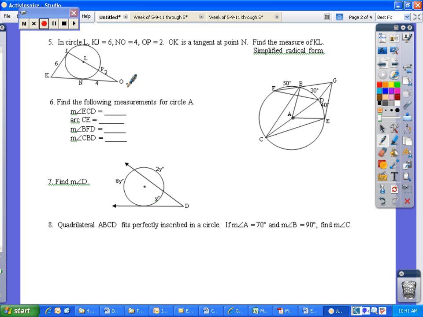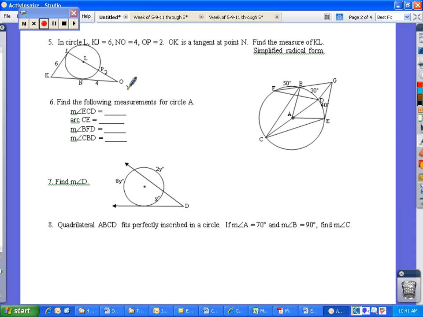Number 5, in this circle, you know the measurements of KL, NO, and OP, and you know that this is a tangent. Well, you also know that this is a tangent here, so you know that this angle is a 90-degree angle. And you need to find the measure of KL, which is right here. If you notice, this is a right triangle. And since this is a right triangle, I need to find this radius of this whole circle right here.